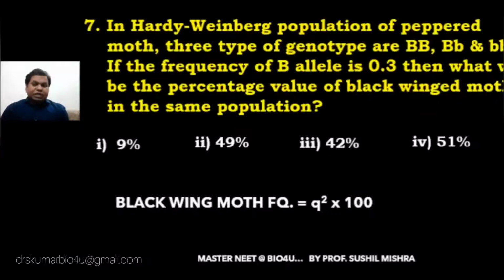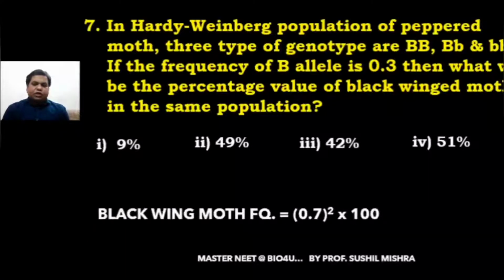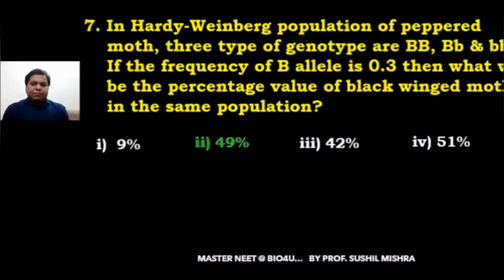Once you get it, check what they want. They want us to find black-winged moth. That means they want us to find recessive individuals. Recessive individual frequency is given by the formula q square into 100. Why 100? Because they want us to express it in percentage. q was the frequency of the recessive allele. So q square into 100, we get 0.7 square into 100, that comes out to be 49%.